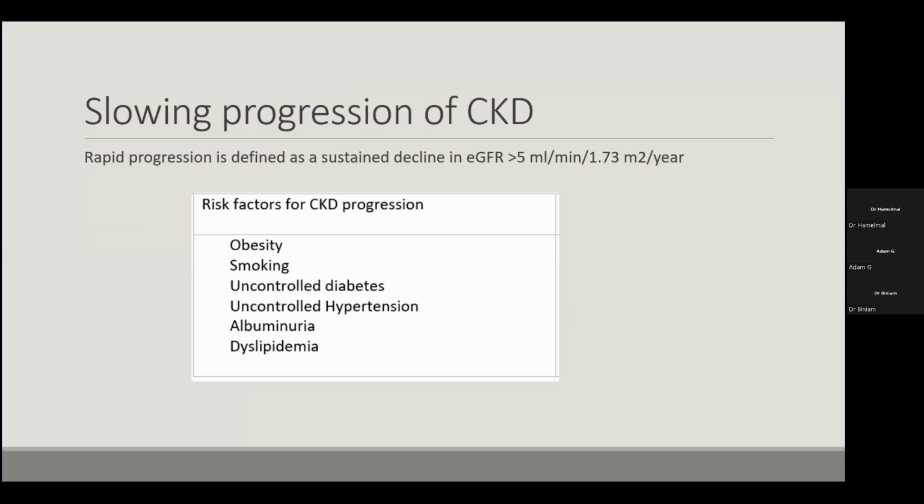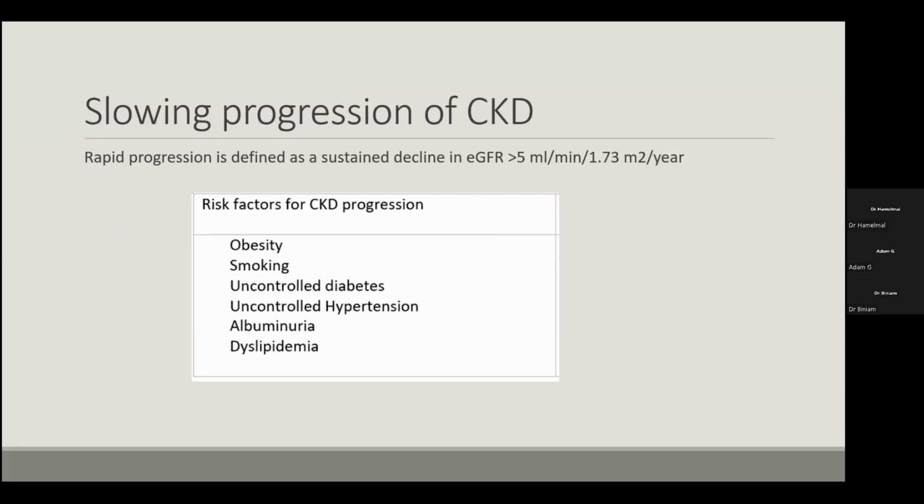So slowing the progression of CKD is the most important aspect of management in patients with CKD, because once patients reach CKD stage 5, you either choose dialysis or kidney transplantation, and there is no confusion regarding that. There are different guidelines for kidney transplantation and different guidelines for hemodialysis or peritoneal dialysis, and patients have their own management. What we are focusing on in this presentation is slowing the progression of CKD.